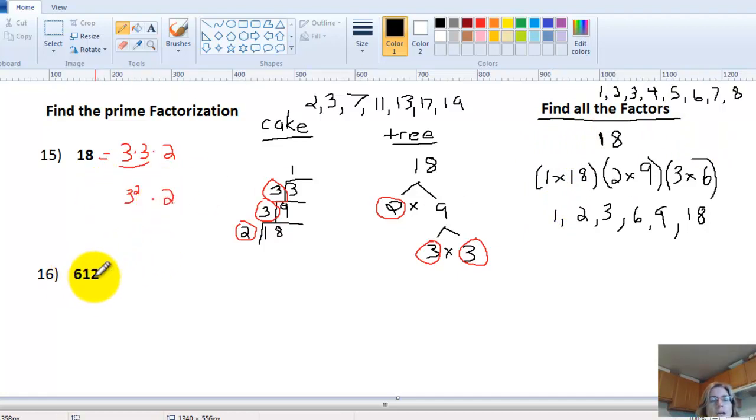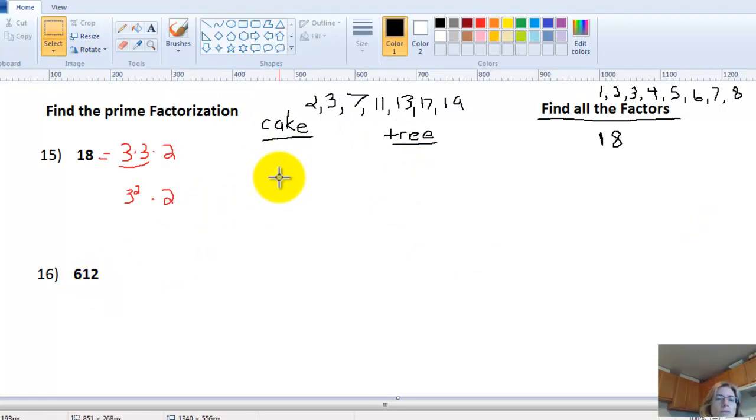Now when we look at a more complicated number like 612, let's use these methods, the cake and the tree. So we're going to look at 612, and we're going to do the cake and the tree method for 612.